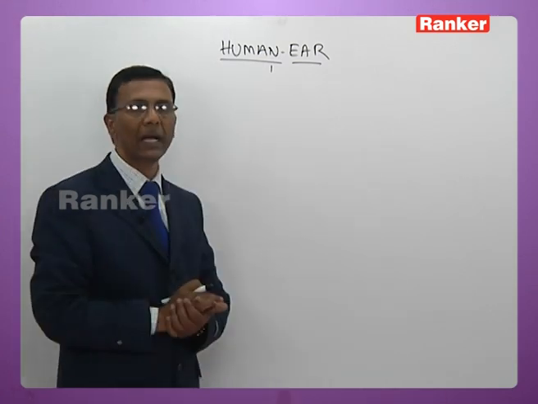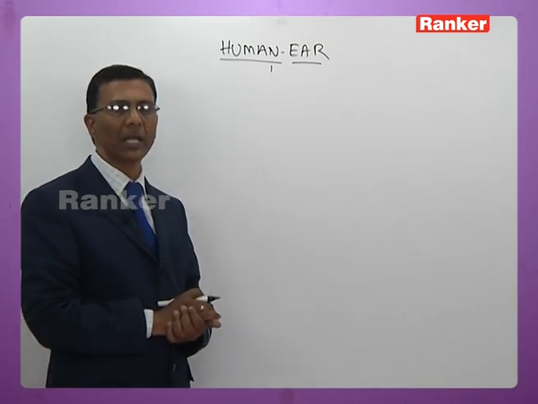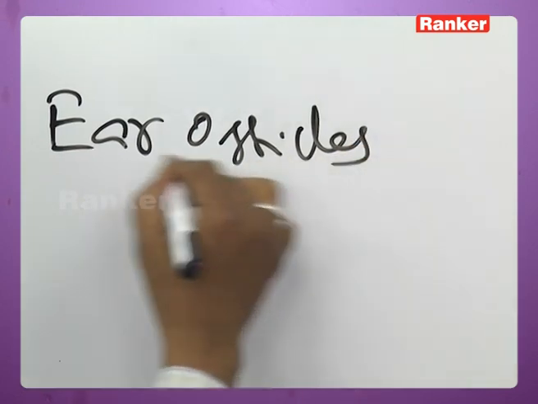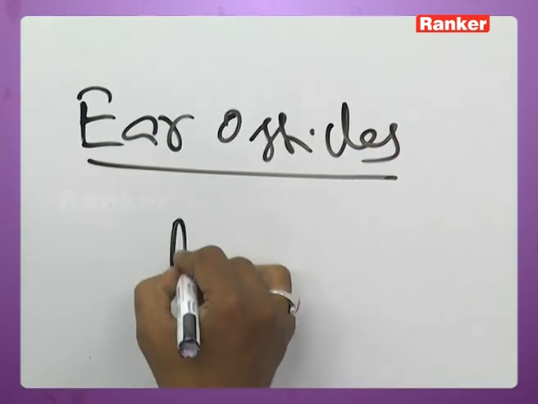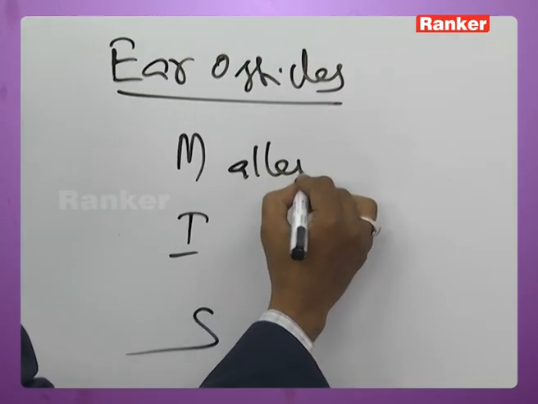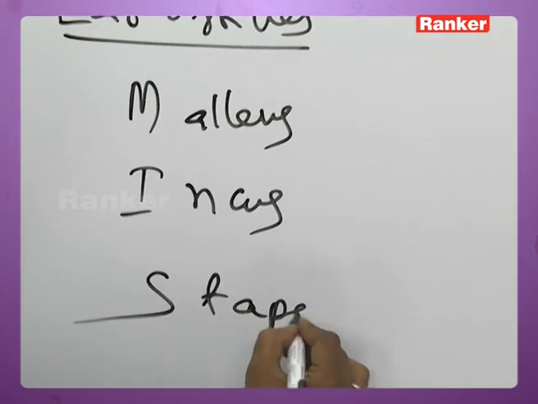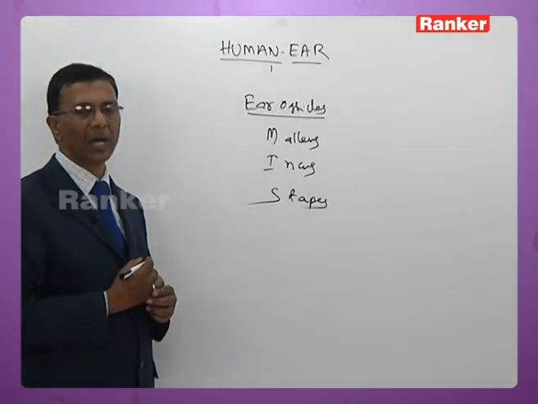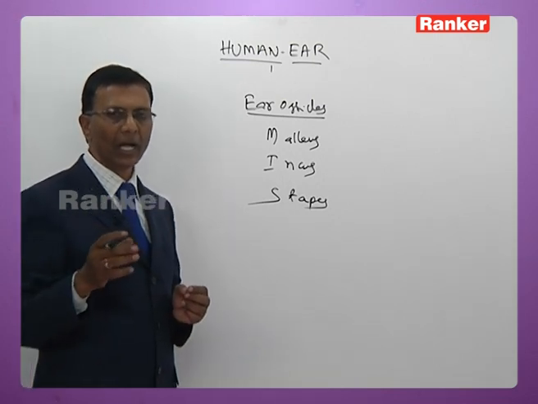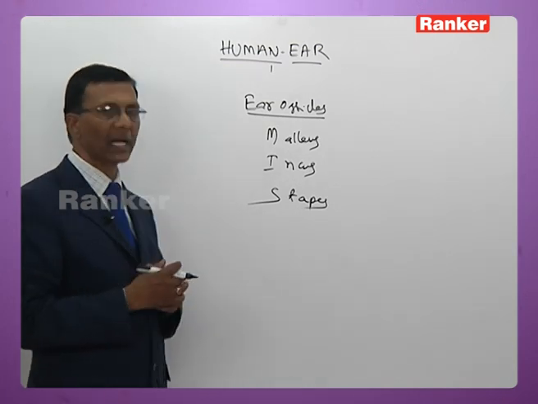Now the middle ear, as I mentioned earlier, is also called the tympanic cavity. It has MIS and the Eustachian tube. What is MIS? The ear ossicles of the middle ear are collectively called MIS, where M stands for malleus, I stands for incus, S stands for stapes. Malleus, incus and stapes are the three ear ossicles present in the middle ear, a chain of bony pieces connected to each other. The malleus is connected to the tympanic membrane and the stirrup, that is the stapes, is connected to the internal ear.